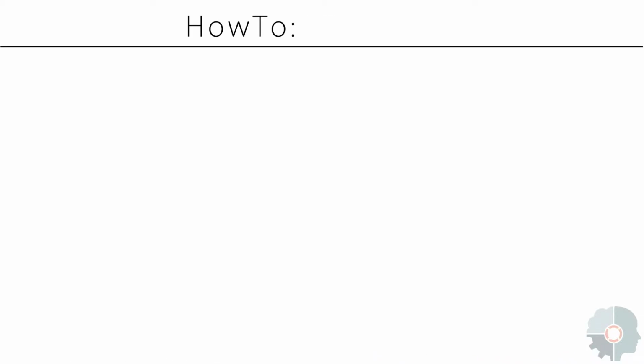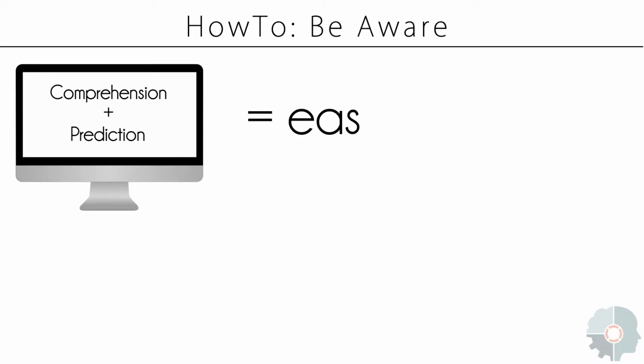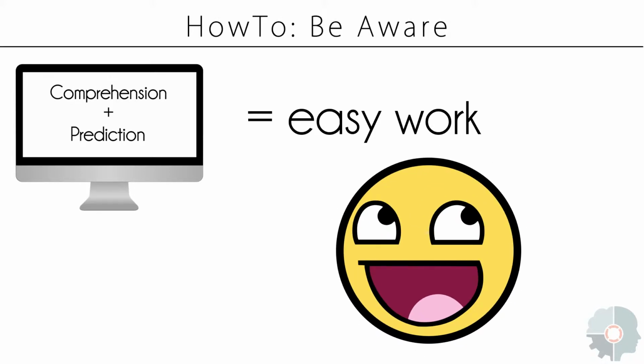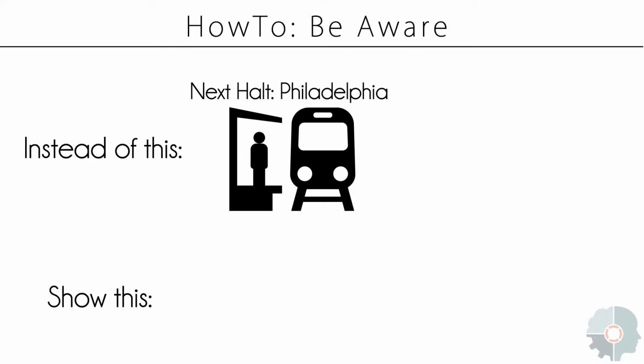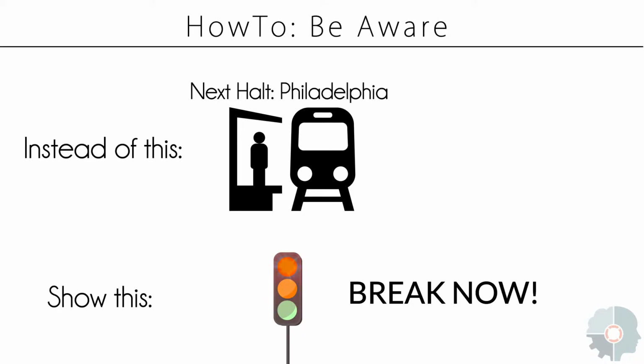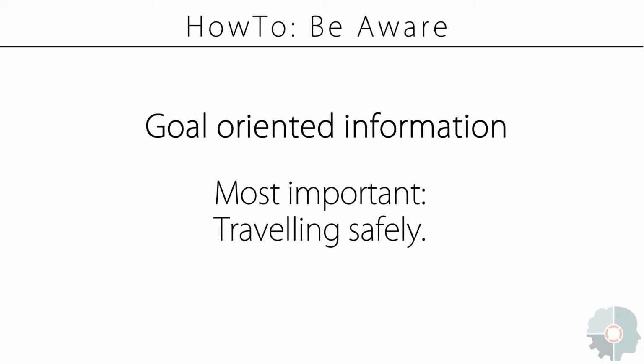Here are some guidelines. The display should show information regarding level 2 and 3. It's easier for the user to work with this kind of information. And instead of showing the next train station at which the engineer is supposed to halt, he's shown a signal indicating when to use the brakes. So goal-oriented information display should be provided.